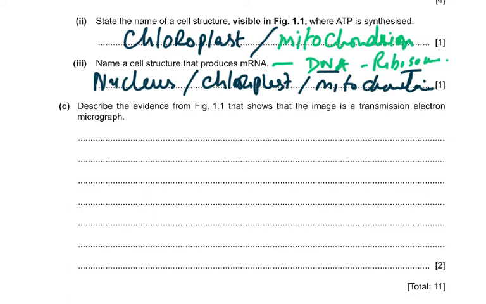Then it says part C: describe the evidence from figure 1.1 that shows that the image is a transmission electron micrograph. We do two electron micrographs, scanning and transmission electron micrographs. That's the syllabus point. If you go through the syllabus point wise, I'm sure you can all understand it and do this very well. But if you don't go through the syllabus, and you just read from the book or notes, I'm sorry, you're not going to achieve much.